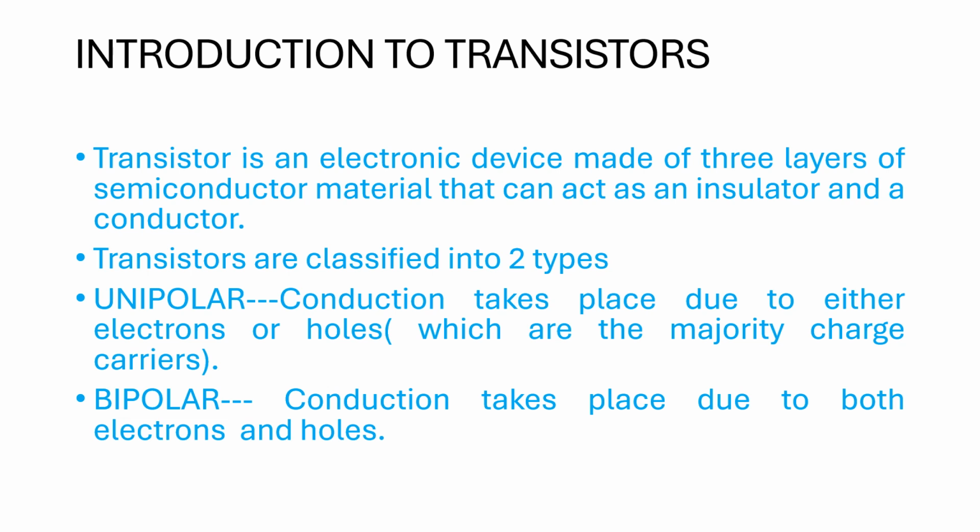Coming to the bipolar junction transistor, the conduction takes place due to both electrons and holes. The name itself indicates bipolar, so dual, both. So the conduction takes place due to both electrons and holes, both the majority charge carriers and the minority charge carriers.